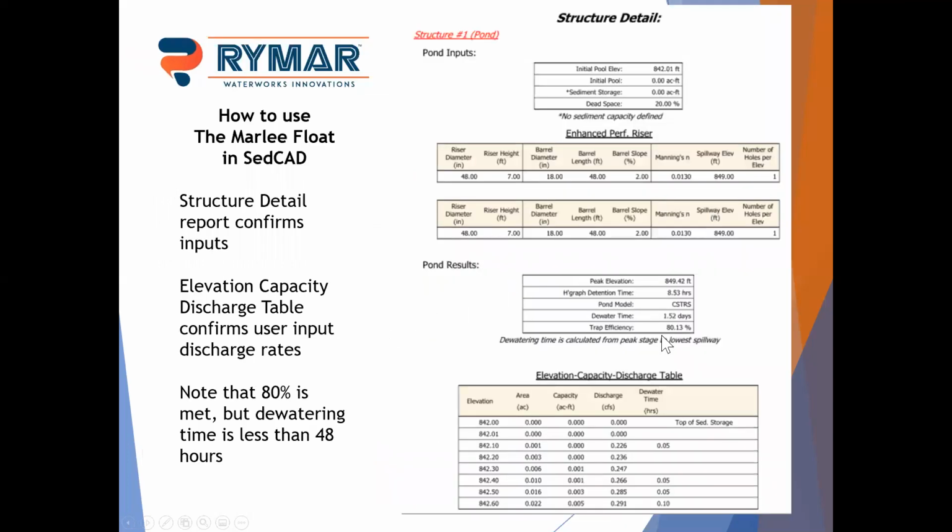So once you put that in, SEDCAD will run the calculations. In this case, we've got a trapping efficiency of 80%, which is what we're looking for to meet a minimum of 80. We got 80.1, so we just barely met our 80% requirement. The dewatering time in this case is less than 48 hours. We've got 1.52 days. Now, in some cases, as long as you meet that 80%, that's okay. Other times, you may have to change your outlet structure, either a smaller skimmer or change something in your riser structure in order to hit that minimum 2-day time frame.